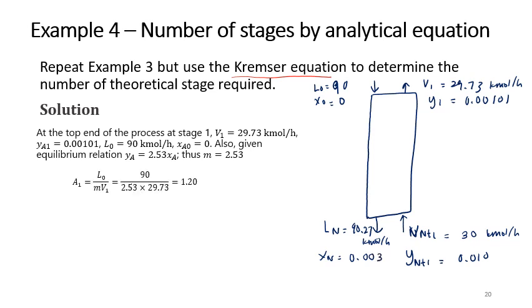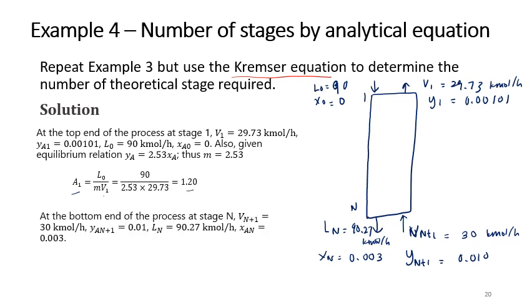Okay, then you can find out, if you want to calculate A1, number 1 is here, number n is here. So A1 is L0 over M times V1. So you get this. And at the bottom end of the process, you get a different value of A, the absorption factor. So this is the Ln and Vn plus 1. Since this is a dilute solution, there is not too much difference between the top and bottom end of the tower. But still, just to be safe, we can find out what the absorption factor A is at different parts of the tower.